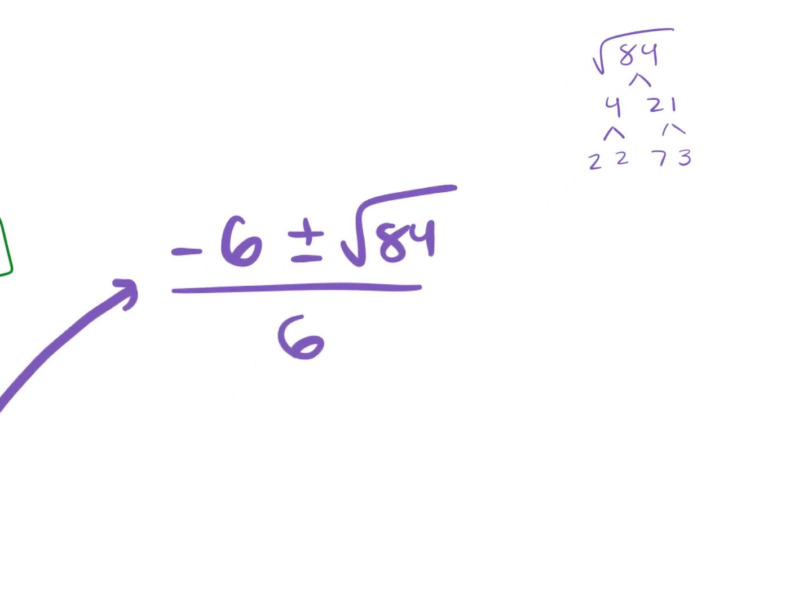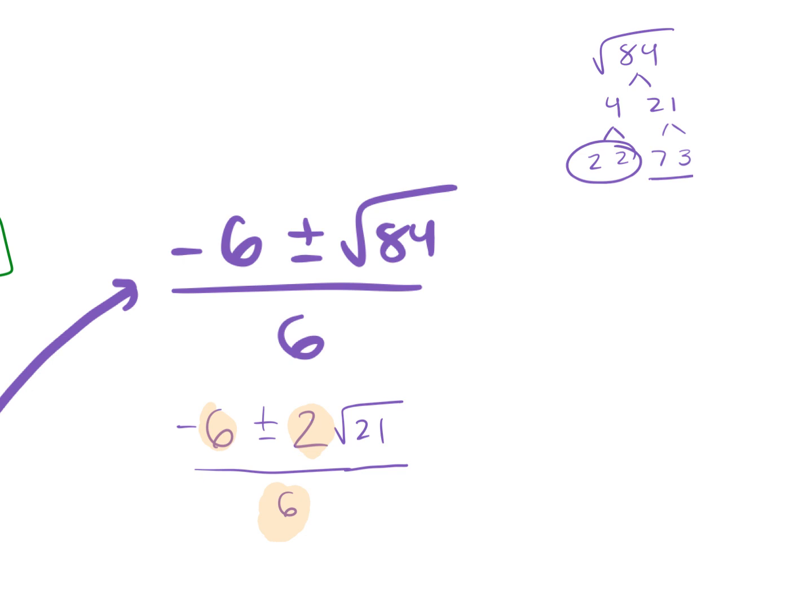So what would get circled? The 2, so that comes to the outside, so negative 6 plus or minus 2 square root, what stays on the inside? 21 over 6. Now let's see if we can simplify it a little bit more. Are all 3 of our whole numbers divisible by the same thing? 2. So divide them all by 2. So this would be negative 3 plus or minus square root 21 over 3.